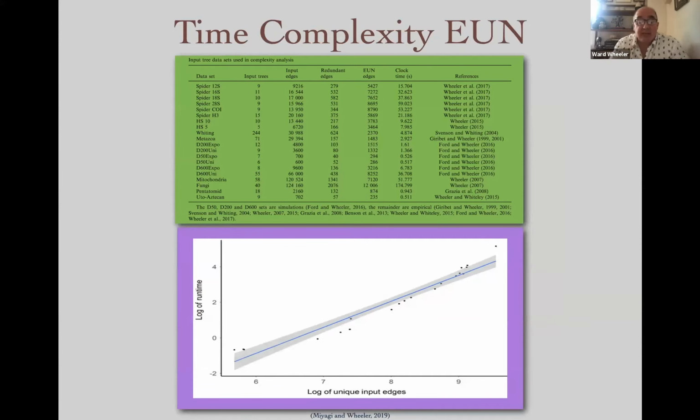In the original paper we did, we showed that we actually have the polynomial time dependency on unique input edges that we anticipated, and this is our initial code. There's new code out there to do this sort of stuff today. And we looked at a series of data sets, some which we'll look at today, having to do with spiders, walking sticks, metazoa, a number of simulated data sets, as well as some mitochondrial data sets and a linguistic data set of Uto-Aztecan languages.